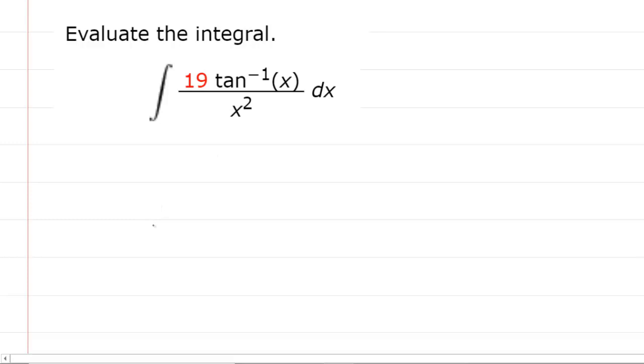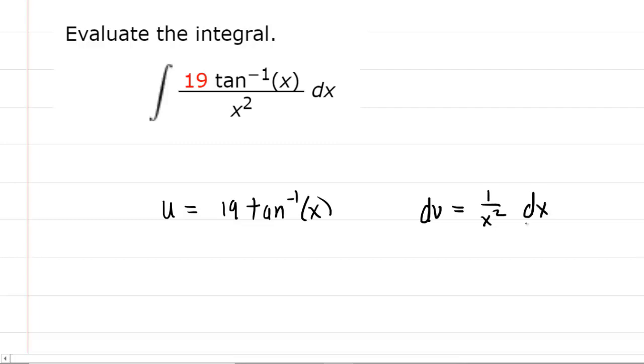And so we're going to try that on for size, and what we'll do first is we will let u equal the numerator, so 19 multiplied by the inverse tangent of x. And then dv is going to equal the rest of the expression. So be careful, the x squared's in the denominator, so it would actually be 1 over x squared and then the dx. In fact, since it's 1 over x squared, why don't we do ourselves a favor and just bring that to the numerator. So we can say dv is actually equal to x to the negative 2 dx.